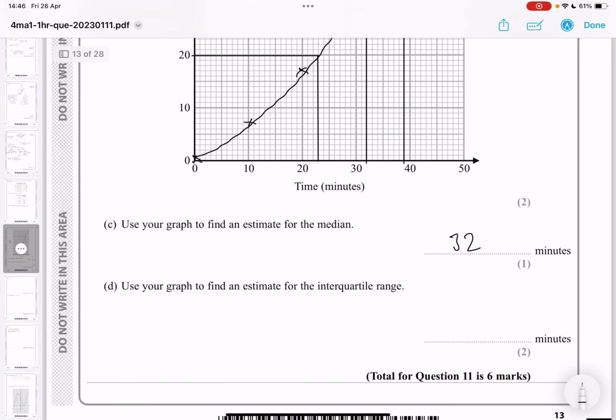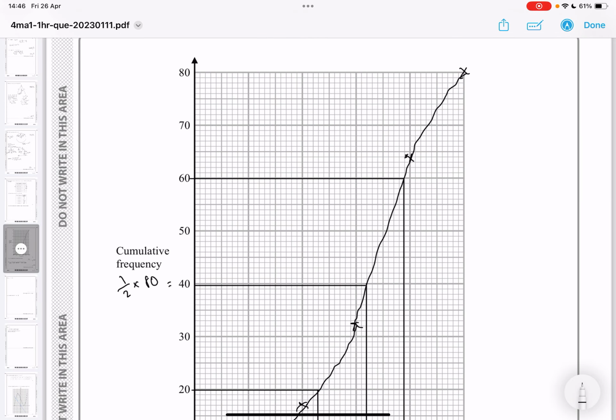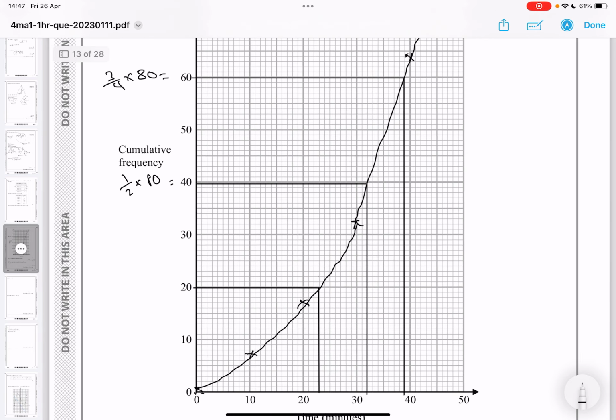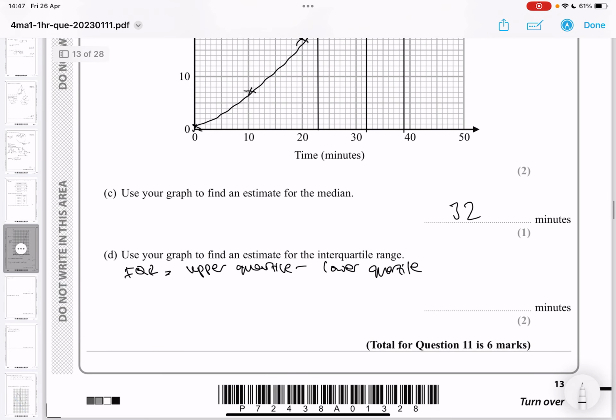Next, use your graph to find an estimate for the interquartile range. So the interquartile range is the upper quartile minus the lower quartile. Okay, and what do I mean by upper quartile? So upper quartile is just 3/4 of the total frequency, which is equal to 60. And similar to how you did it for the median, you just read off the corresponding time or the corresponding x value. So in this case, on my graph, it'll be 39. Sorry, no, not 49, 39.